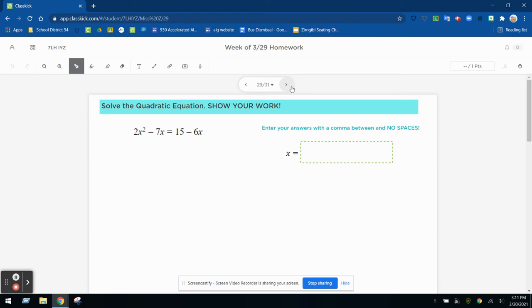All right, I got to move everything over again. So let's start by adding 6x, and we're going to subtract 15. So I will have 2x squared. Combining like terms, negative 7 plus 6 will give us negative x. And then we just subtracted 15, so we have minus 15.